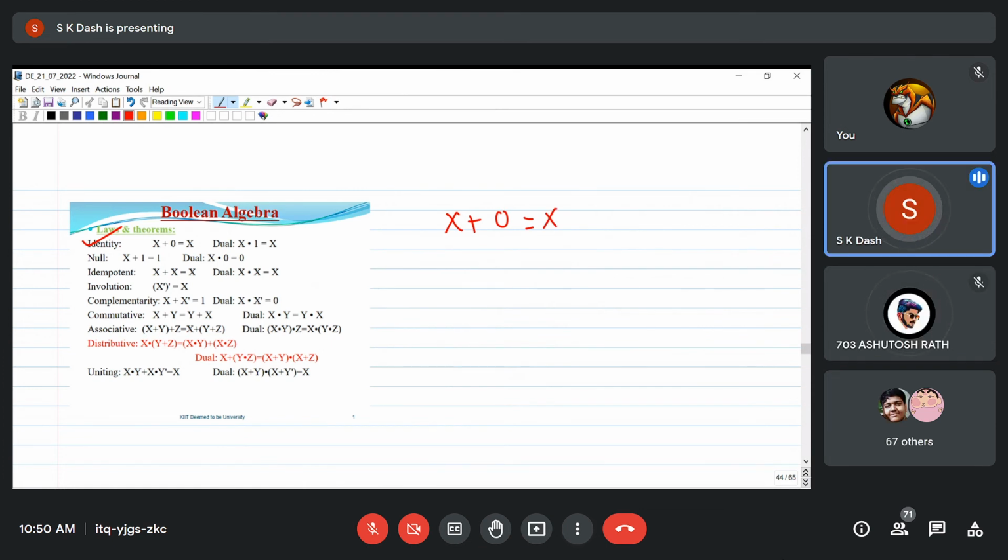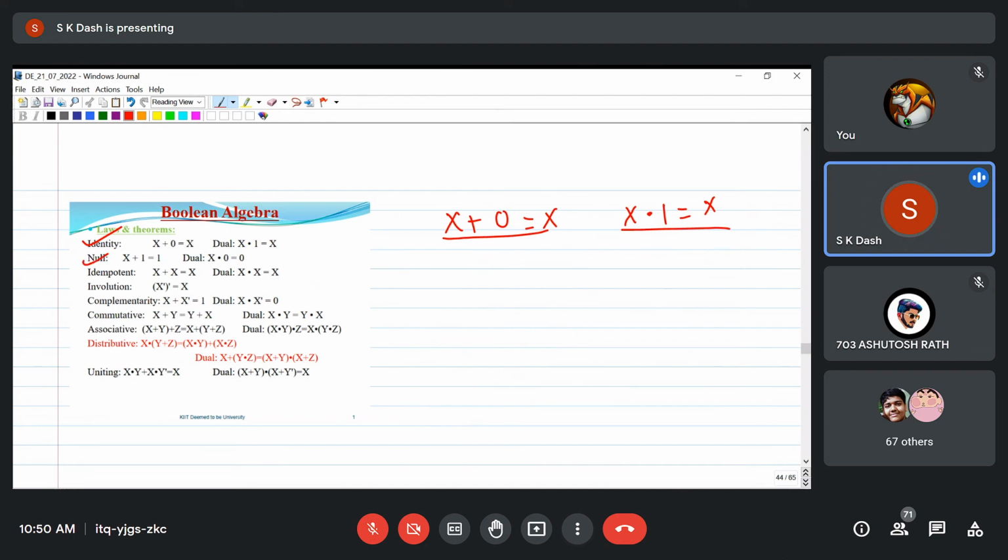So what will be its dual? Dual will be: x plus will be replaced with dot, 0 will be replaced with 1. So this is correct means this is also correct. X plus 0 is equal to x. X dot 1 is also equal to x. So this is called as the identity.